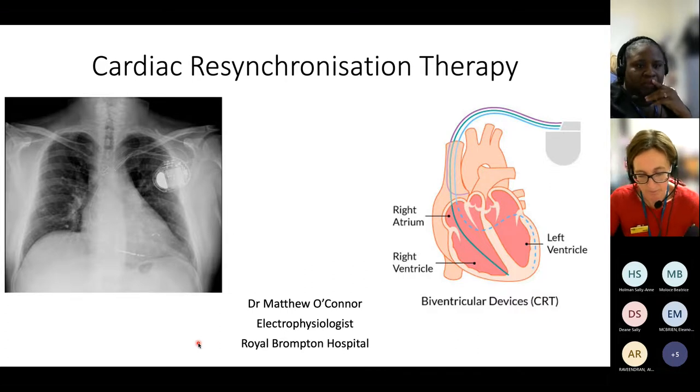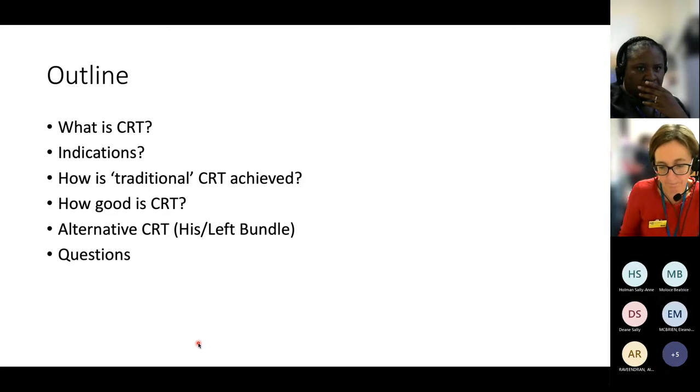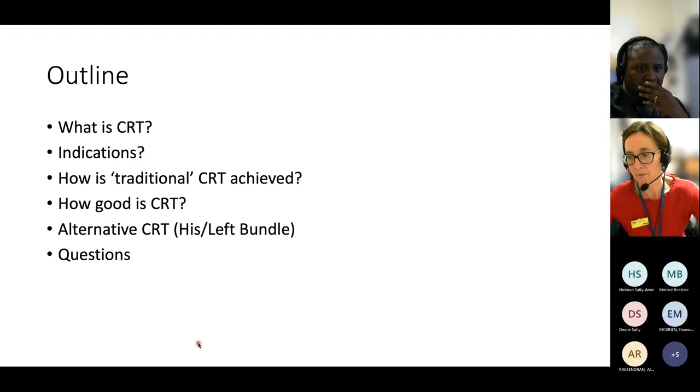If anybody does have questions, just jump in and shout out halfway through. The less formal and more interactive is always easier, I suppose. So we'll start off with the outline, which is generally just to say, what is CRT? Why do we give CRT to people? What's the indication? How good is CRT? And then the alternatives, and this is where the HIS and left bundle pacemakers come into the equation, and hopefully we'll have a little bit of time for some questions at the end.